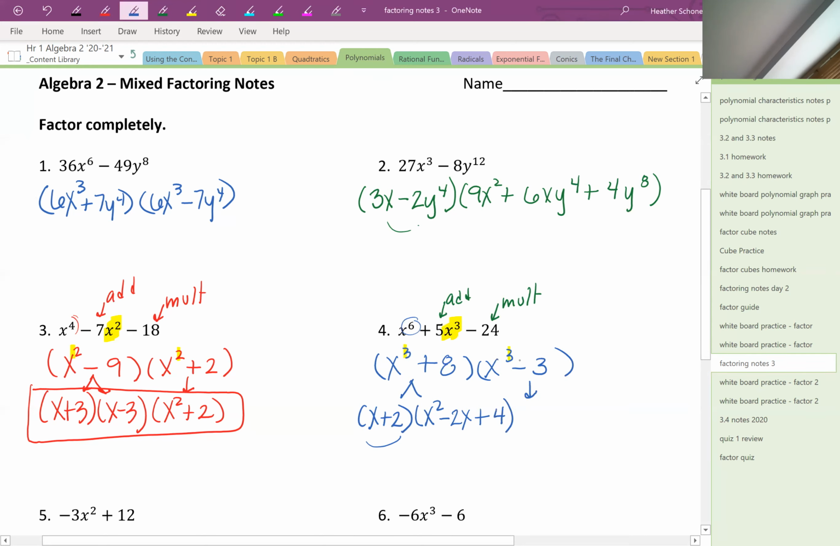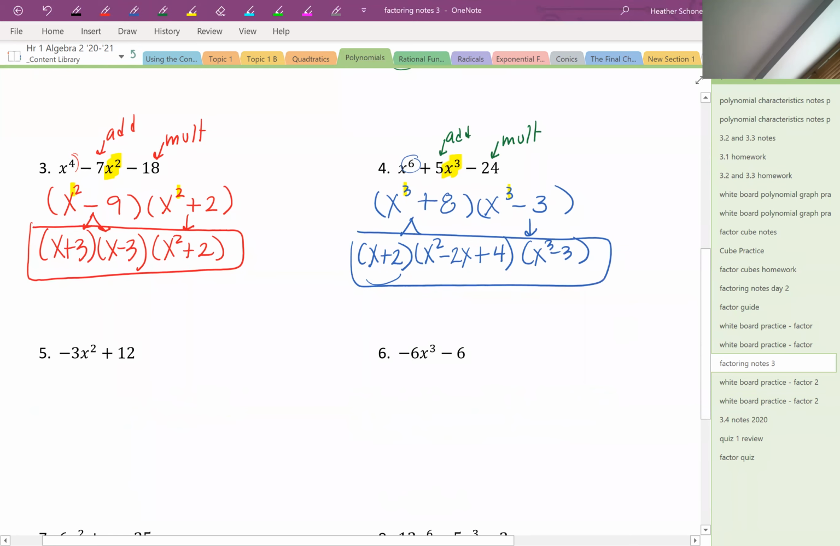Now, this one, x cubed works for a cube pattern, but I can't take the cube root of 3, so I can't factor it anymore. So then that becomes my final answer.